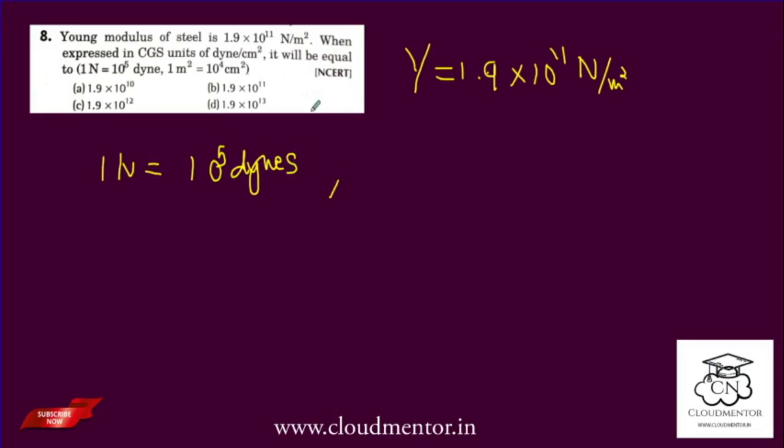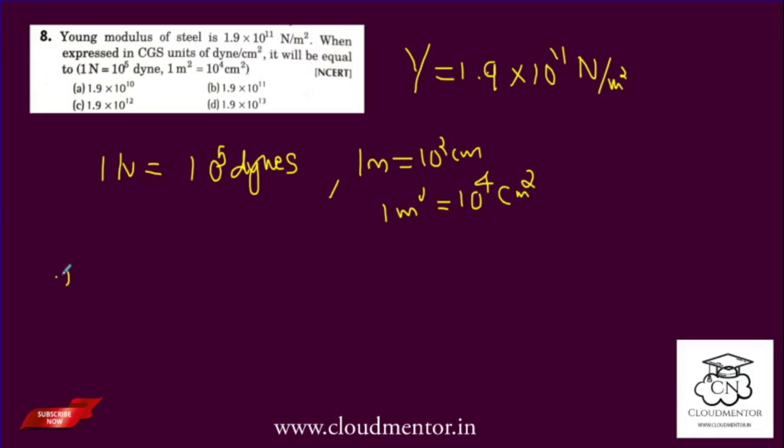And we know that 1 meter is equal to 10 raised to 2 centimeter. That means 1 meter square will be equal to 10 raised to 2 the whole square, that is 10 raised to 4 centimeter square. So we can now convert.